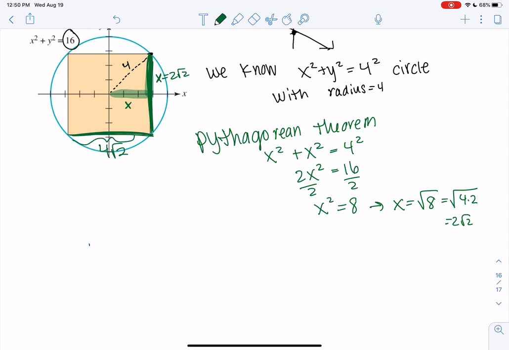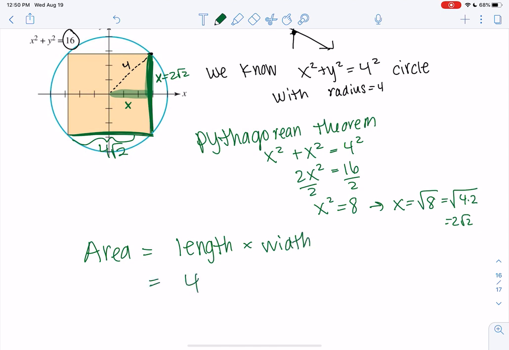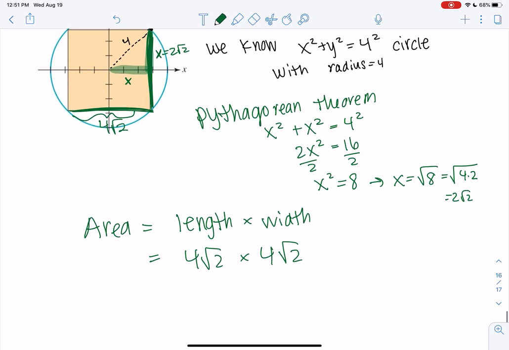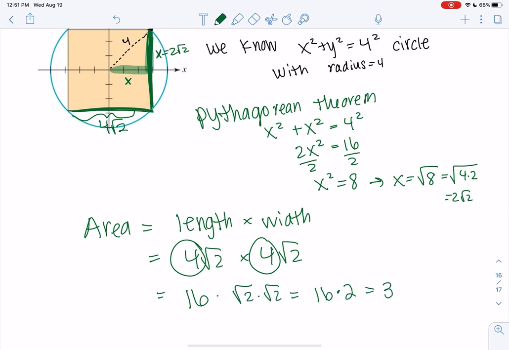And how do we find the area? It's just length times width, which is 4 root 2 times 4 root 2. Which we can kind of group things. So 4 times 4 is 16. Root 2 times root 2. They end up canceling out and it makes it 2. And so we get 32 square units, whatever the units are.